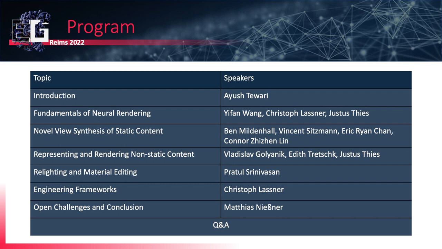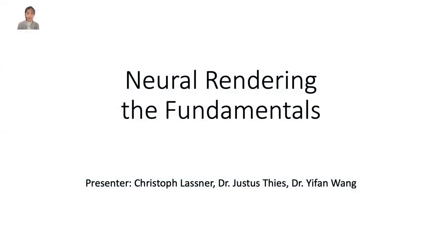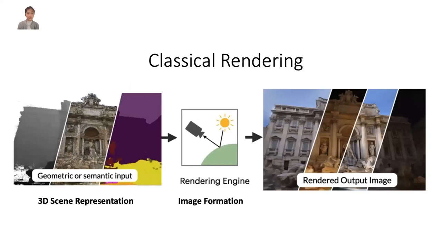Hope you have fun. Hi, my name is Ifan. Now I'm going to walk you through the fundamentals of neural rendering. But first, I think it's important to go back to the root and review the classical rendering from a vantage point. In classic rendering, we basically have two pillars: a 3D scene representation describing the properties of the scene, and a rendering engine which maps these given properties to the RGB values on an image.